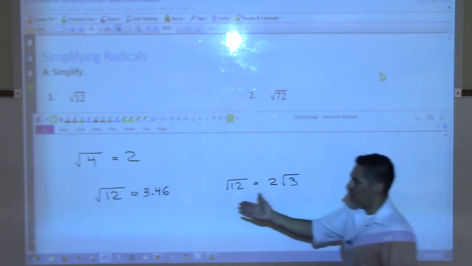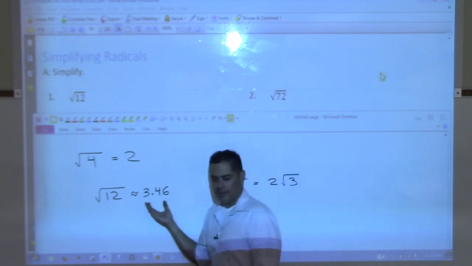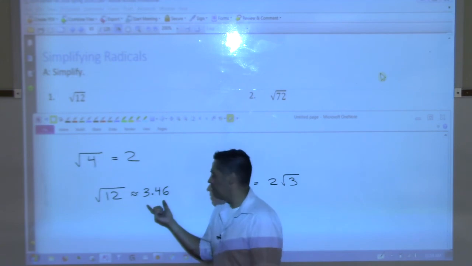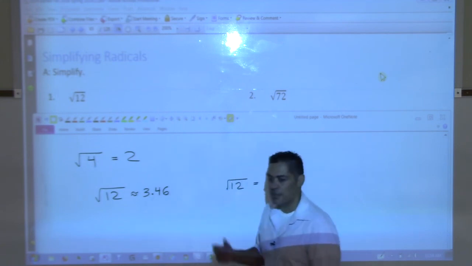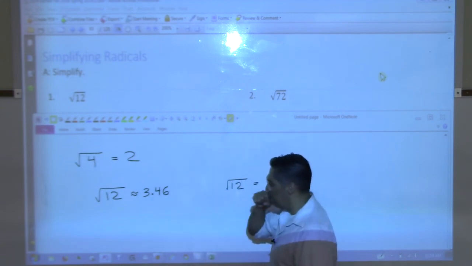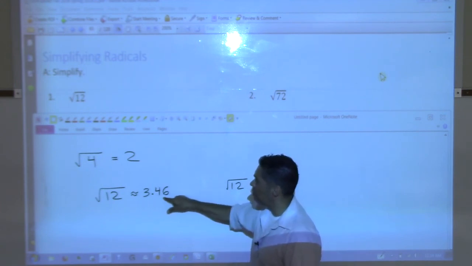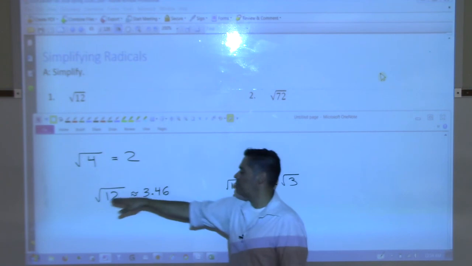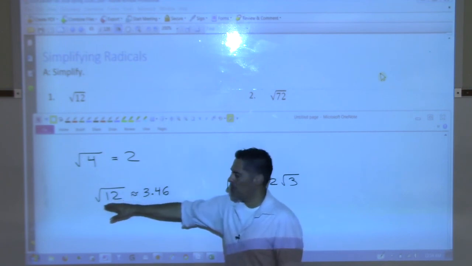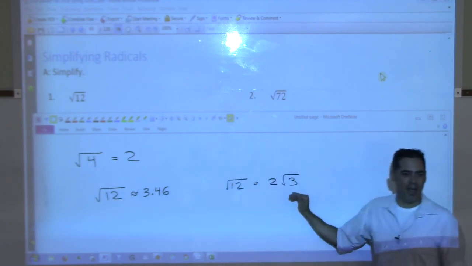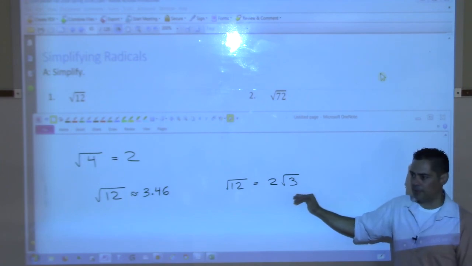This calculator is kind of a basic calculator, but it does what most calculators are going to do here, and that is give you the decimal answer. This is saying that if you take this number and you multiply it times itself, 3.46 times 3.46, you should be really close to 12. This did not do that, right? This did something completely different.